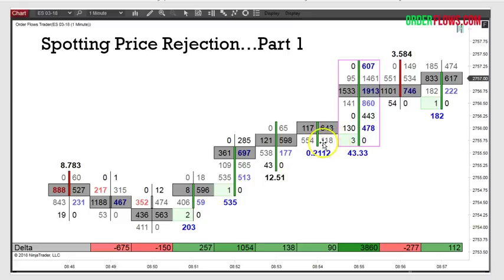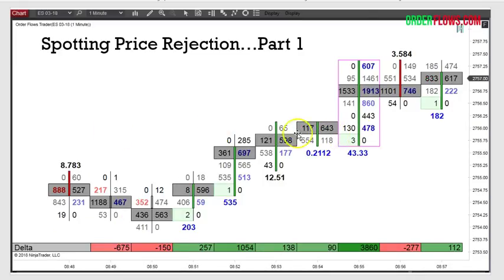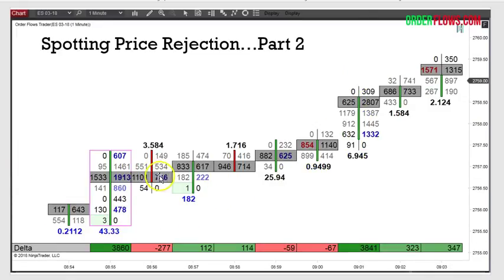You have your support. Market tests that level, rejects that lower level, and what happens? Boom, these are those two bars right here. This one and this one is right here. You can see over the next, this is a minute chart, from 8:56 to 9:03. You get a nice 3-point move over the next 7 minutes. So hopefully by now you should understand how to see price rejection in the market using order flow.